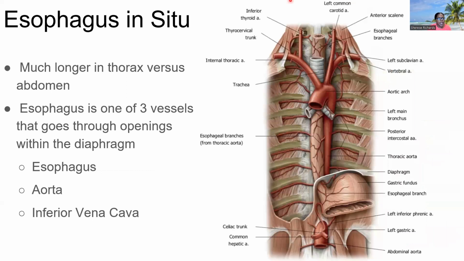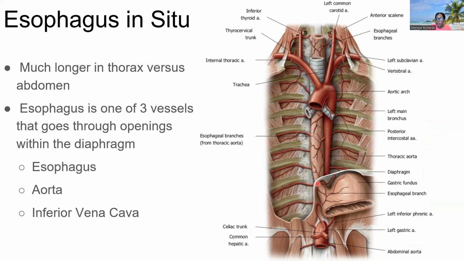All right. Let's speak about the esophagus. So we're going to speak about the entire tract from the proximal end all the way through, starting with the esophagus. It's longer in the thorax than in the abdomen, so it's the much longer connection that happens from the pharynx down to the stomach.